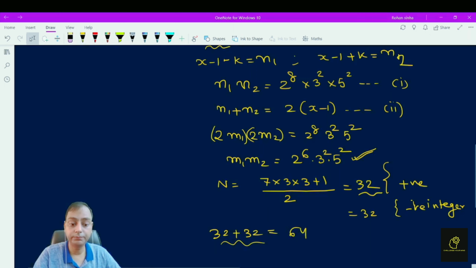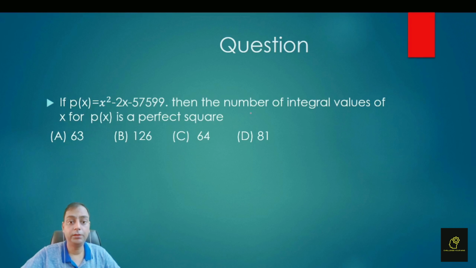So the answer is option C. Hope you understand how to solve this problem. This is a very important problem, which is based on a combination of quadratic equation and permutation and combination. So thank you and see you in the next video.